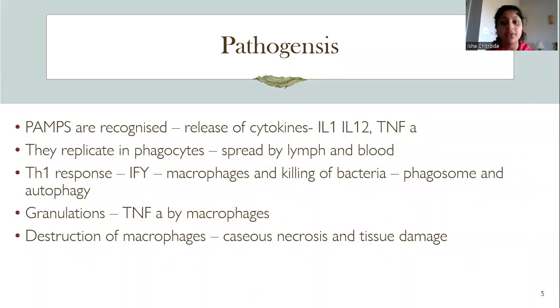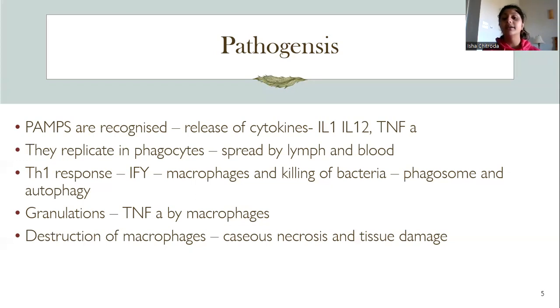Now, the pathogenesis, or how this occurs. So you have the PAMPs, or pathogen-associated molecular patterns, that are recognized, in this case mannose and others. They get phagocytized and release cytokines like interleukin 1, interleukin 12, and interferon gamma. They replicate in these phagocytes, and they can spread either by the lymph nodes or in the blood. So this is a type 1 type of immune response, and this releases interferon gamma, which stimulates macrophages, and it helps in killing of the bacteria by autophagy and by phagosome formation.